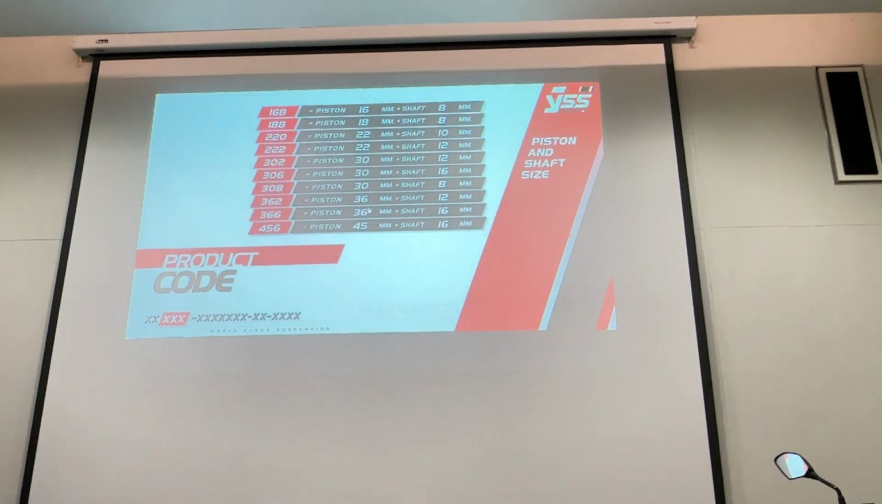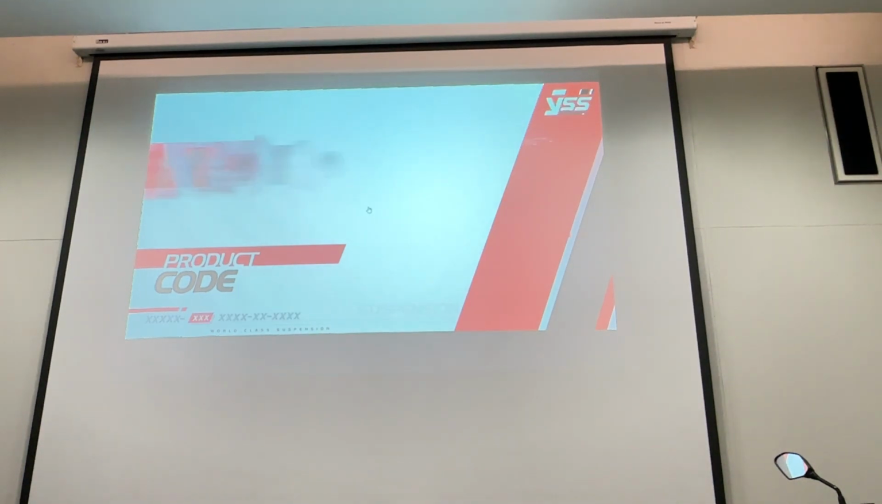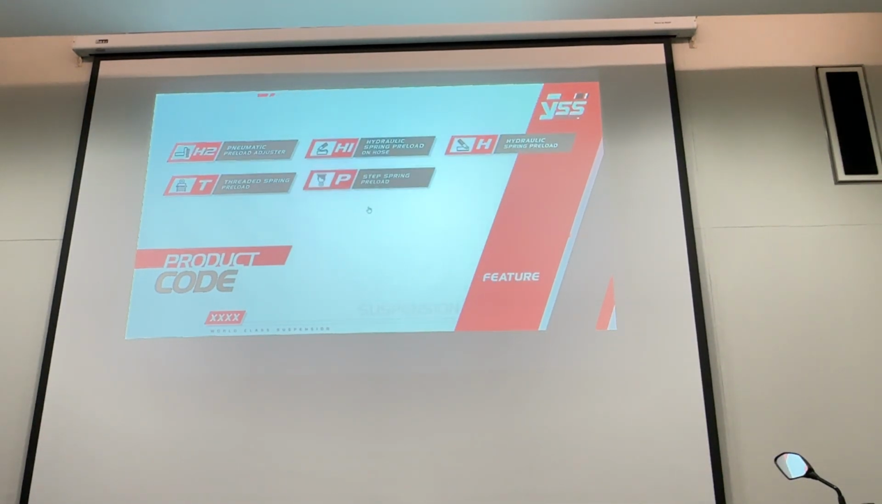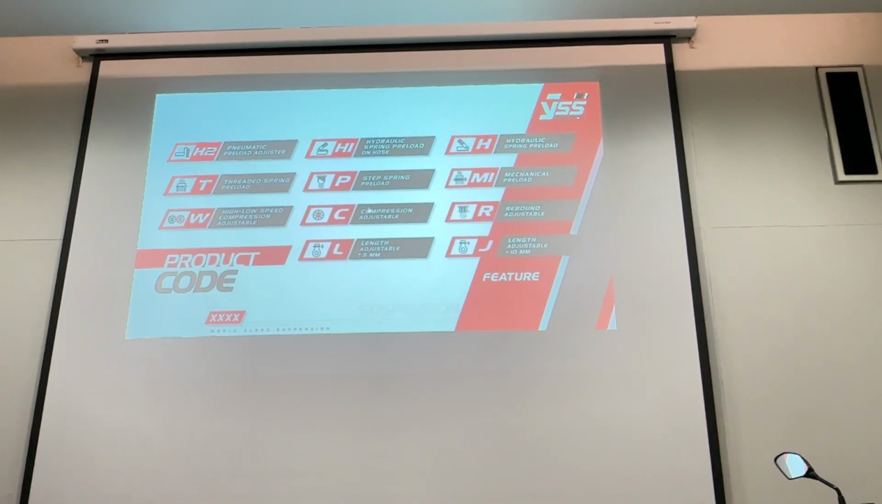Digit 3, 4, 5: piston and shaft size. Digit 7, 8, 9: length of shock in millimeter. Digit 10, 11, 12, 13: feature.